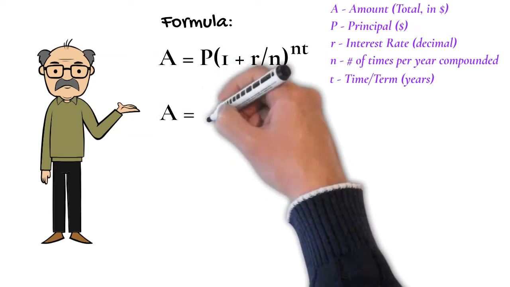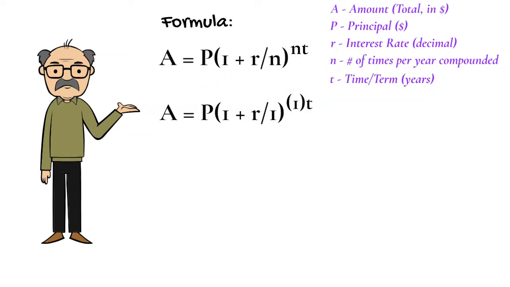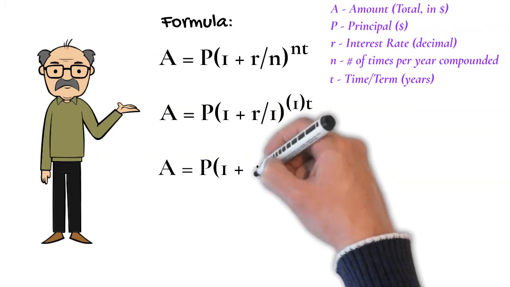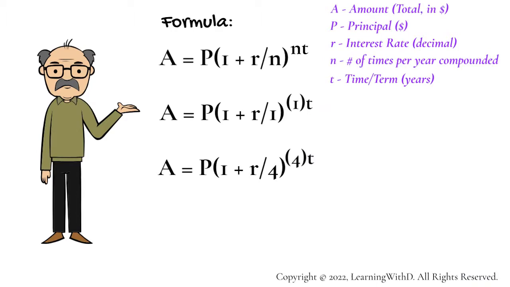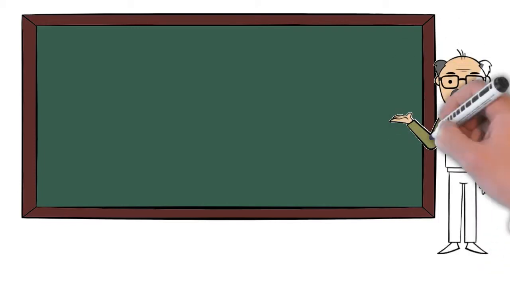If the interest is compounded once per annum, then we will substitute 1 where we see n in the equation. If it is compounded 4 times per annum, we substitute 4 wherever we find n in the equation. In our first video in this series, we used Kayla and her $5,000 to demonstrate the difference between simple and compound interest.